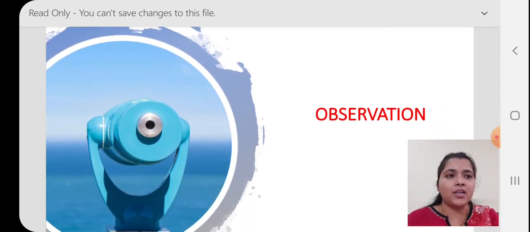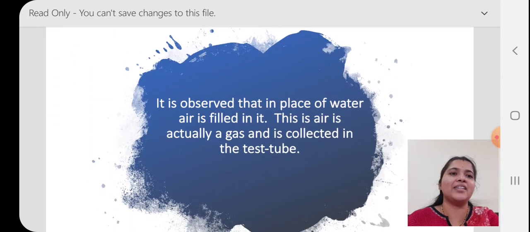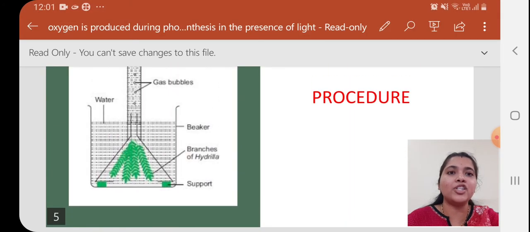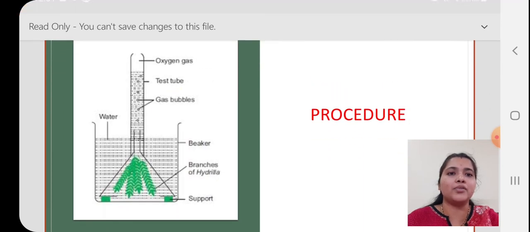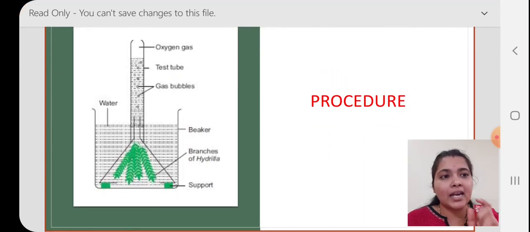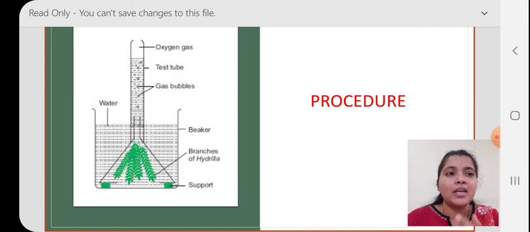What do you think you will be observing? Just guess. You will observe that in the place of water, air is filled, children. This air is actually a gas and is collected in the test tube. How can you confirm? All the bubbles will be collected in the set which is kept in the sunlight. The set which is not kept in the sunlight will never show any bubbles. By this we can confirm that without sunlight there won't be any production of oxygen.